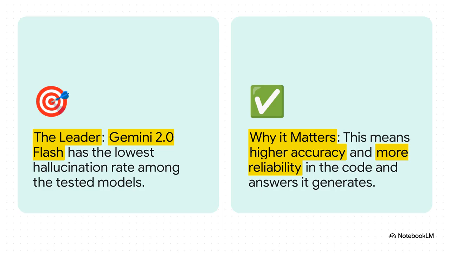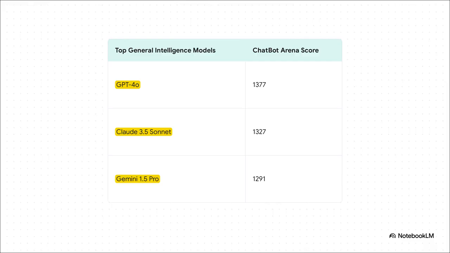And the clear winner here, the one you can really trust not to lead you astray, is Gemini 2.0 Flash. It's an awesome choice for any critical task where accuracy is job one. Now, what about just raw, all-around intelligence? You know, the powerful workhorses that are great for almost anything you throw at them.